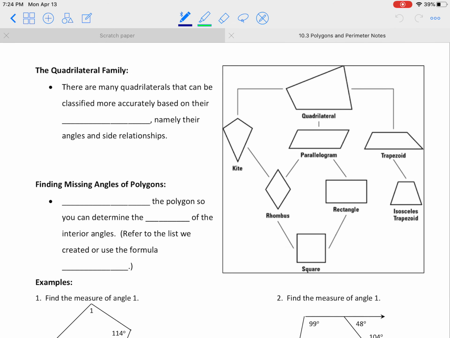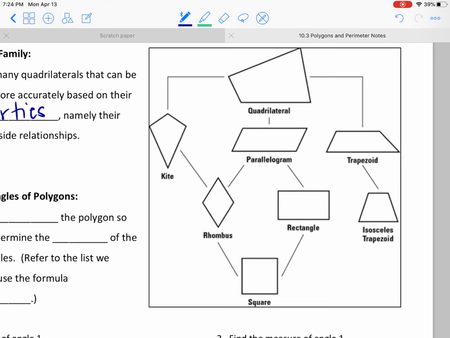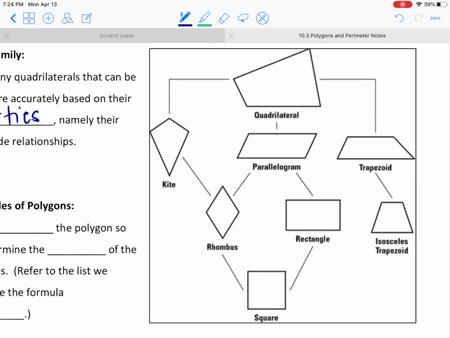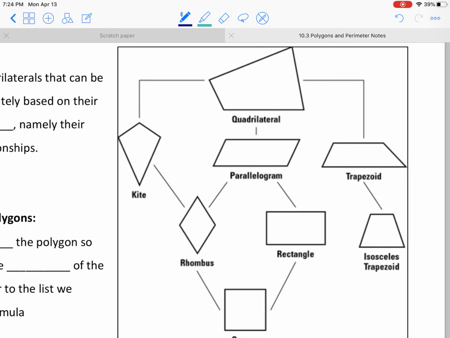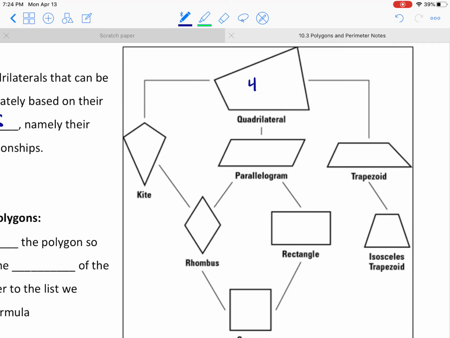So we mentioned earlier some specific names for our quadrilaterals. There are many quadrilaterals that can be classified more accurately based on their properties. I was trying to figure out what I wanted in the blank. Based on their properties, so basically what's going on with the angles, what's going on with the side relationships. So I have a little picture for you to sort of lay this out. So the quadrilateral just means that it has 4 sides. So any 4-sided figure can be called a quadrilateral.